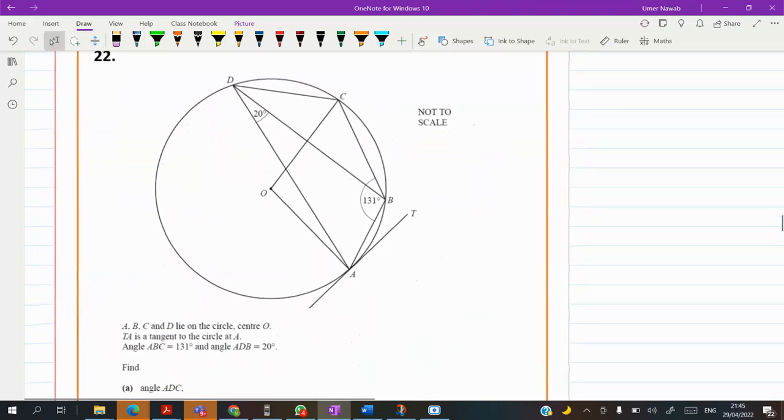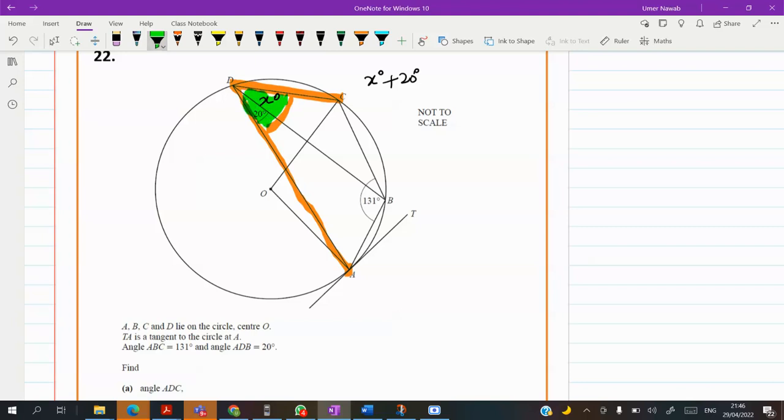In this question, you see, guys, he said ADC angle you want to find. ADC. This angle is required. Okay. Cyclic quadrilateral property, we can use it. So x plus 20, because this angle is opposite to 131. So x plus 20 plus 131 is equal to 180.